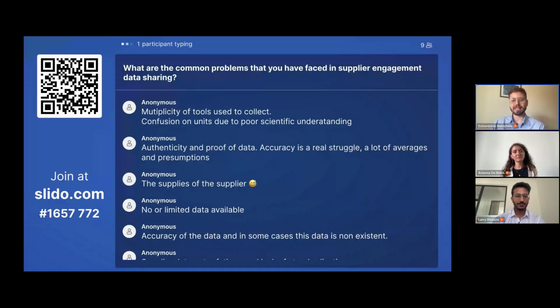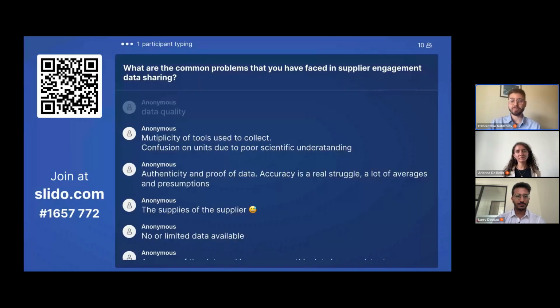Multiplicity of tools used to collect, confusion of units due to poor scientific understanding. That is an excellent point and something that is very close to our scientific hearts, and actually to most of the people working on the product side in Plan A, because we've spent a lot of time trying to help clients deal with exactly some of those specific issues. Great. Data quality. Yep, I mean, that's pretty reflective, I would say.